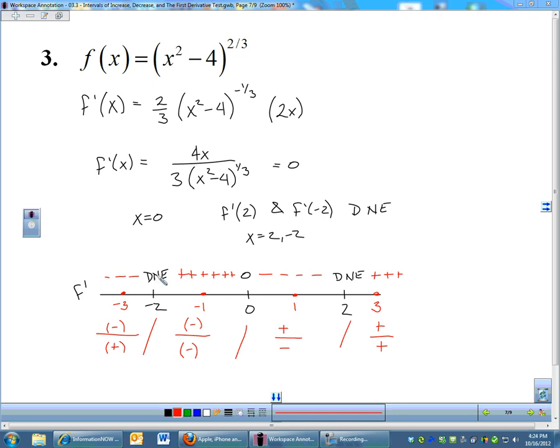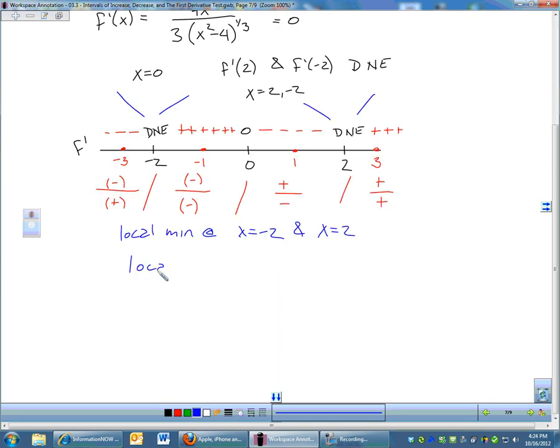Now remember, the derivative does not exist, but my function does exist at 2 and negative 2. So my derivative changes from negative to positive. That is a local min. So we have a local min at x equals -2, and another one over here at x equals 2, where my derivative changes from negative to positive. And then I have a local max at x equals 0 because my derivative changes from positive to negative. So there are our local extrema for this one.